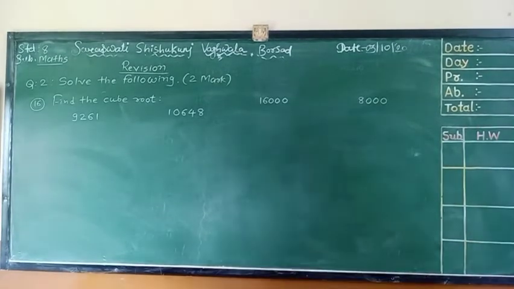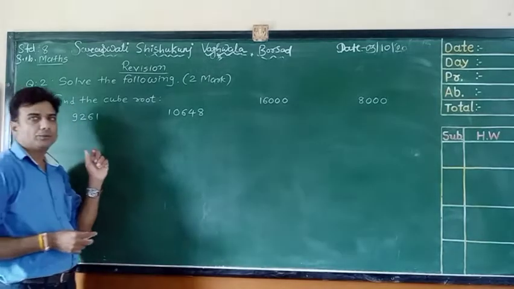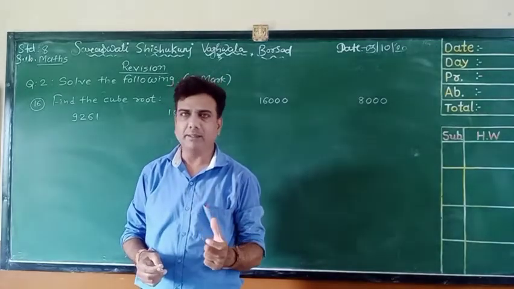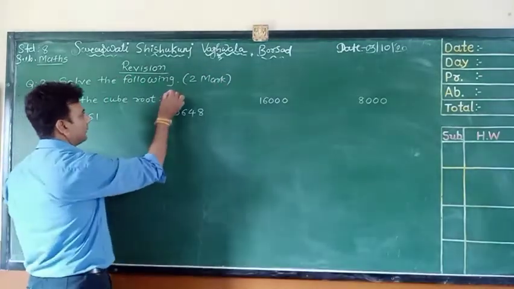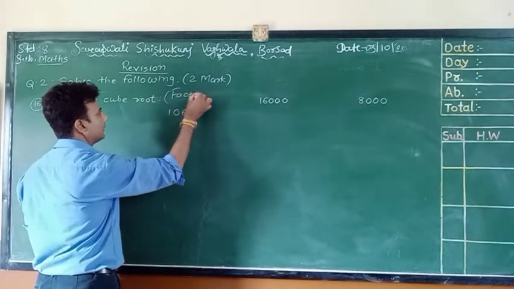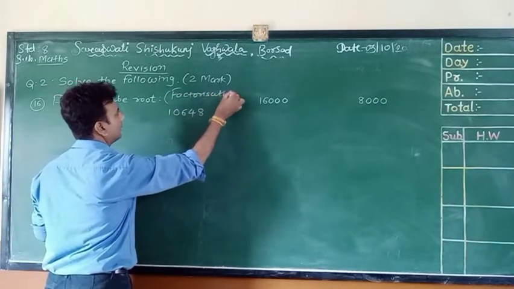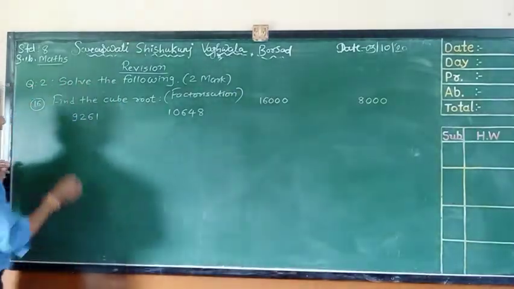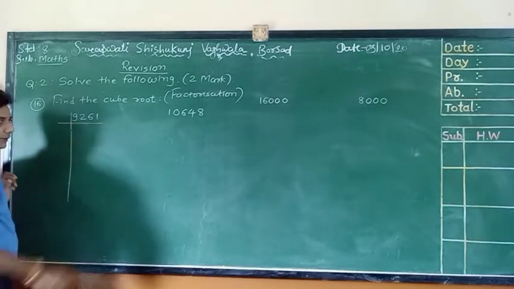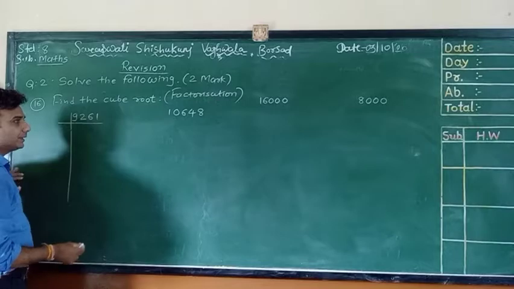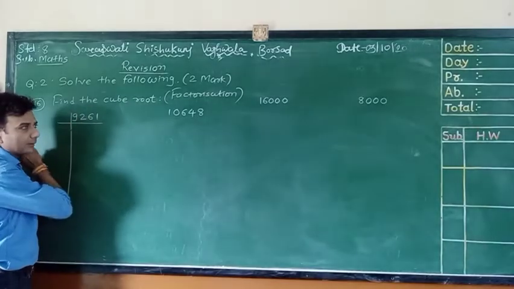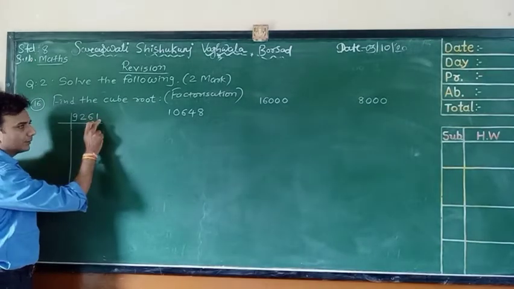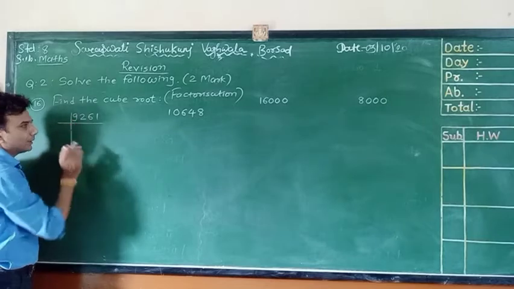Now in question 16, find the cube root of the sum. Beta, we have to use the factorization method here, and in the factorization method we have to make factors. So see this 9261. Which digit can we divide this number by? The last unit place number is odd, which means we can't divide this number by 2.